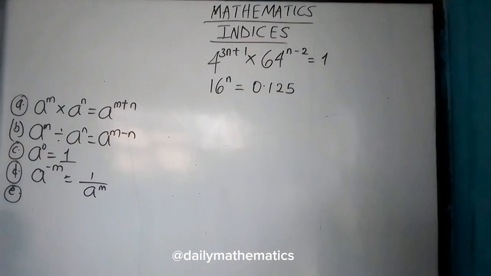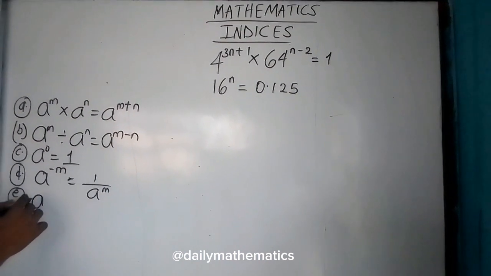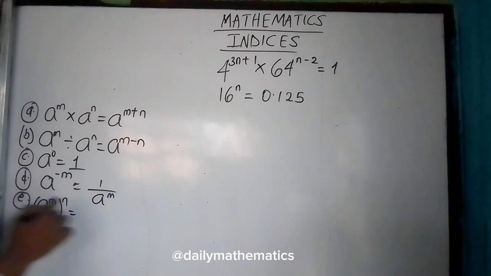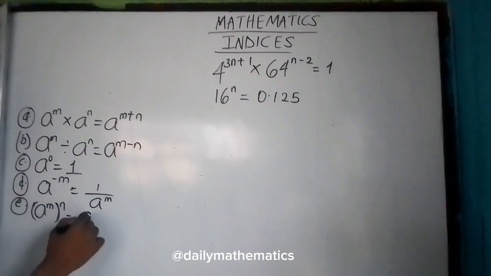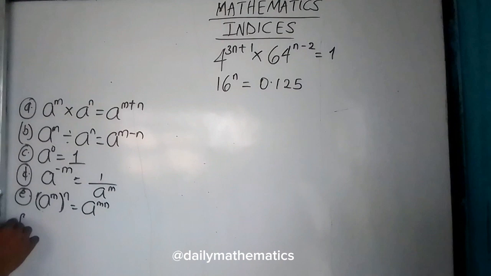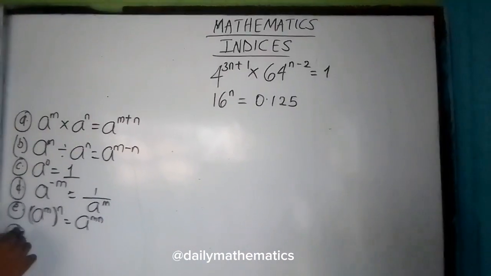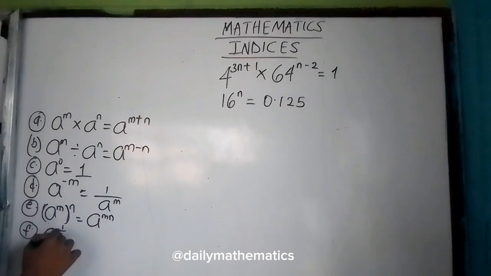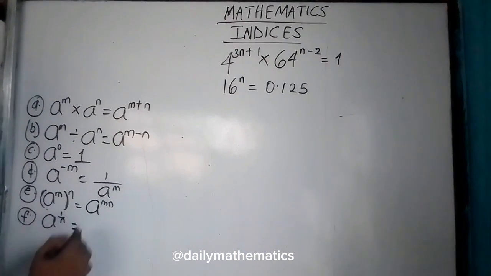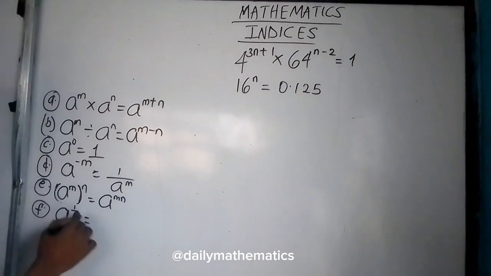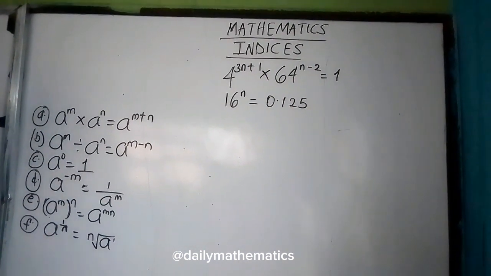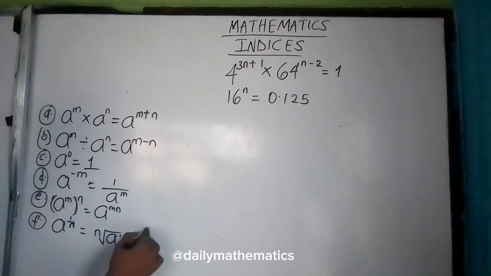The fifth law is a raised to the power m, all raised to the power n. What do we do when there is a bracket? We multiply. Our answer will be a raised to the power m times n. The sixth law is a raised to the power of 1 over n. It changes to a root, so we have the nth root of a raised to the power 1, which equals the nth root of a.